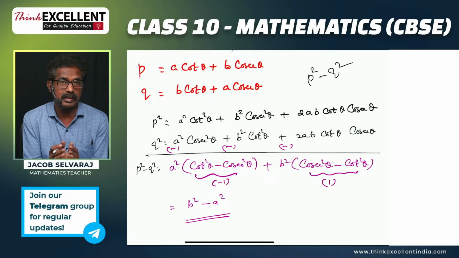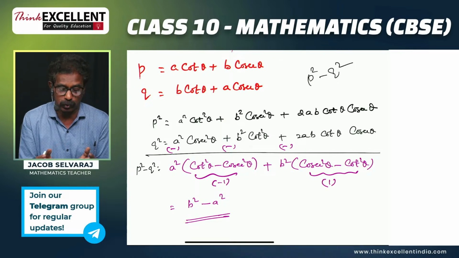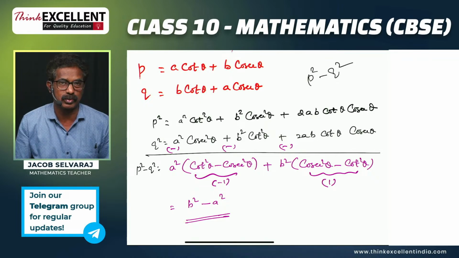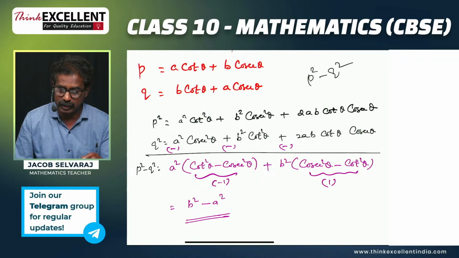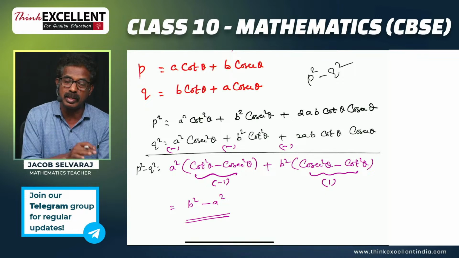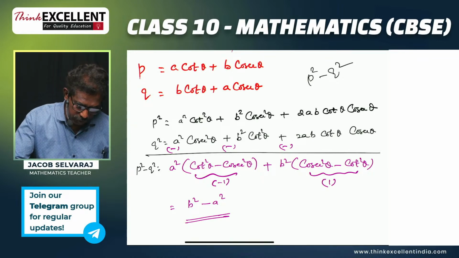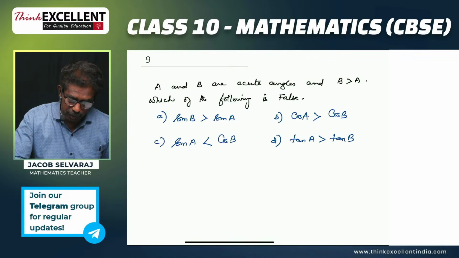So learn the identity thoroughly, otherwise you will have some doubt, right? Cot square minus cosecant square is 1 or cosecant square minus cot square is 1? So learn that thoroughly. Cosecant square theta minus cot square theta is 1. If they reverse, you have to put a sign minus. So it will be minus 1. Yes, hope you understood. Now let's move on to sum number 9.